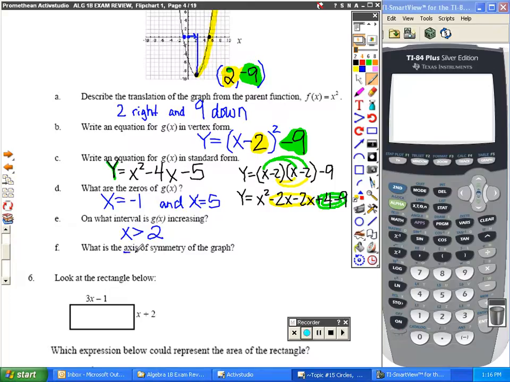In the same respect, the axis of symmetry is also x is equal to 2. And that's that red line that makes this graph foldable, because I could fold that graph on top of each other.